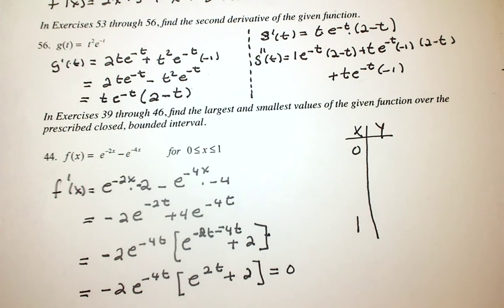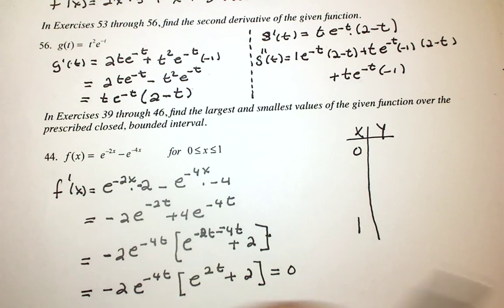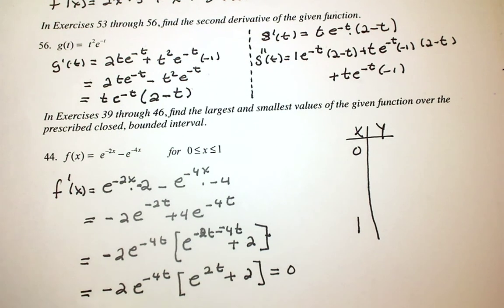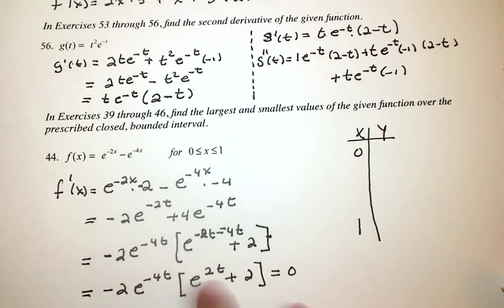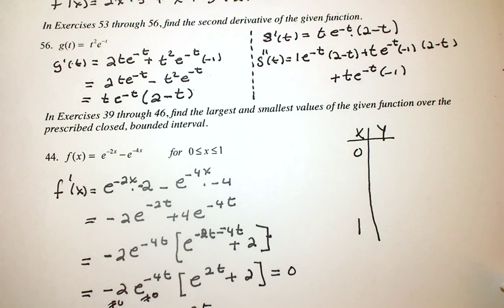Minus 2 e to the negative 4t. Well, no. This can't equal 0. E to the negative 4t is never 0. That leaves me with e to the 2t plus 2 equals 0.